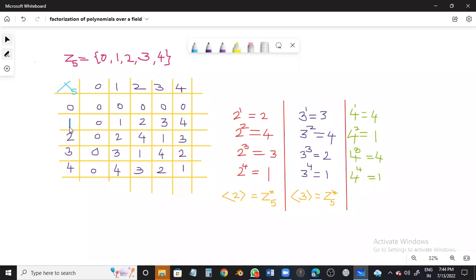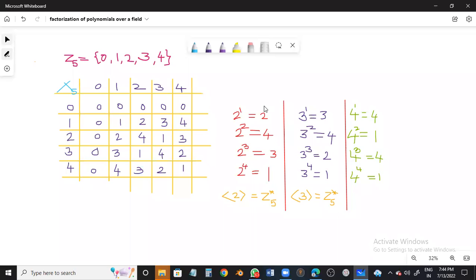So no need to talk about 1. Let us go to 2. 2 raised to 1 is 2. 2 squared is 4. 2 cubed means 2 into 2 into 2, meaning 2 squared into 2. 4 times 2 is 8, which is 3. Then 2 raised to 4 means 2 cubed into 2, so 3 into 2 generates 1.